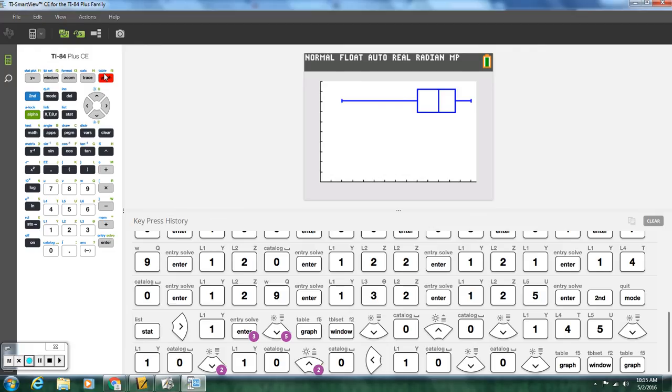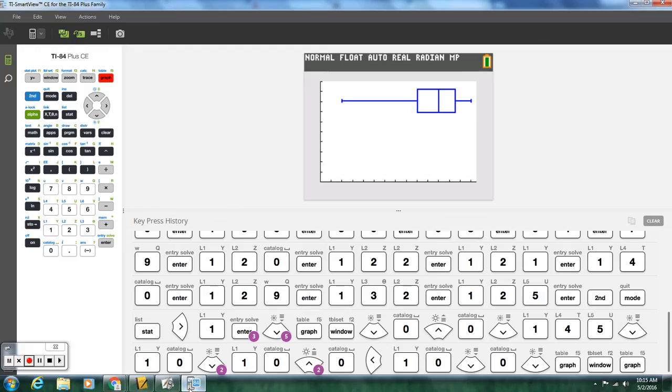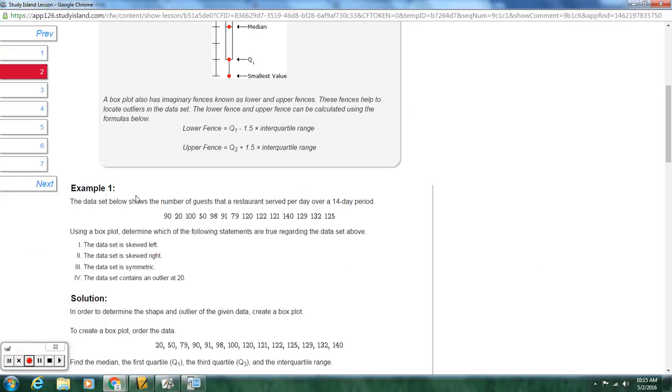Alright, so back to that question. I said the math part isn't hard because the calculator does everything for you. So which one of these are true? Is the data skewed left or skewed right? Remember, where's the tail of the data? On the left. So the data is skewed left, so one is correct. It's not skewed right, can't be both. It's not symmetric. It's got to be either left, right, or symmetric.